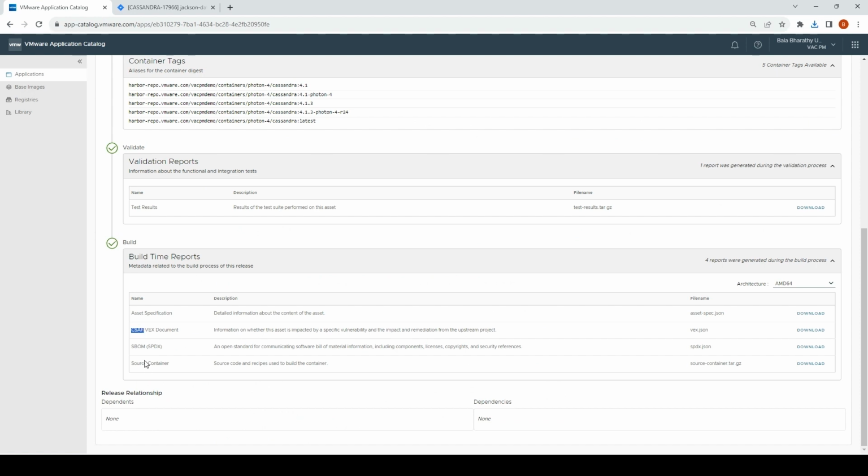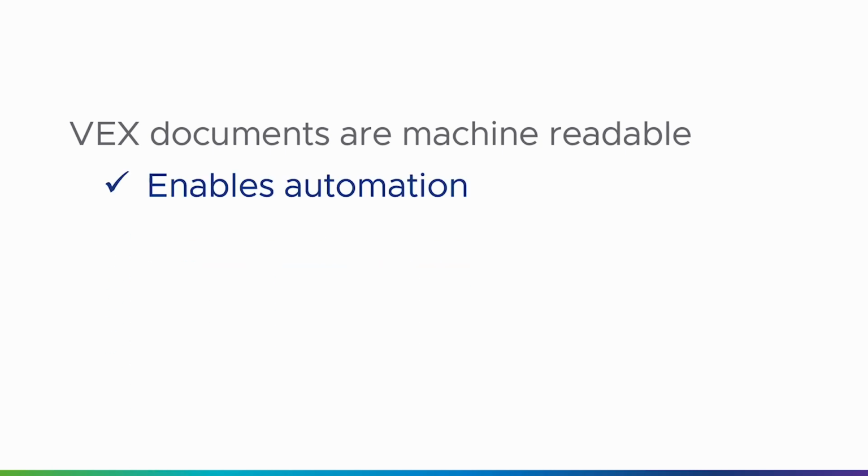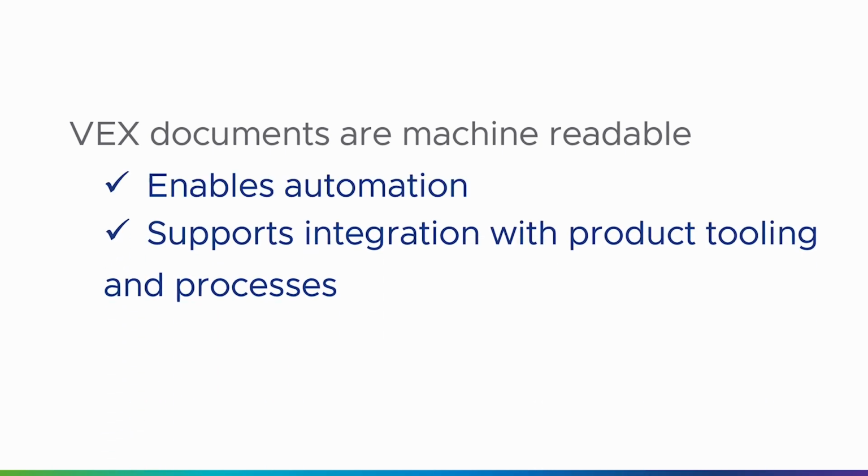Another important point to note is that VMware Application Catalog delivers VEX in the Common Security Advisory Framework, or CSAF, format. CSAF is a standard for machine readable security advisories developed by the OASIS Open CSAF Technical Committee. The machine readability of VEX enables automation and supports integration with broader tooling and processes.